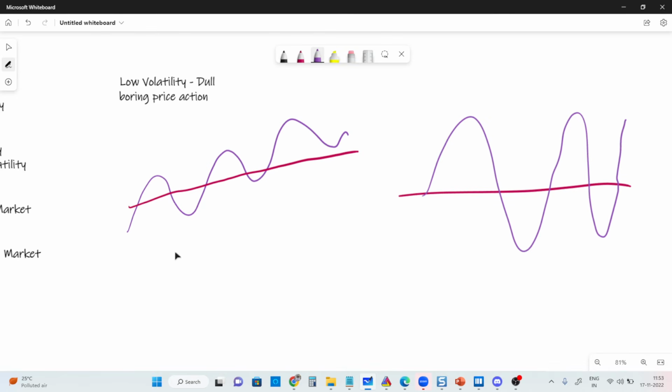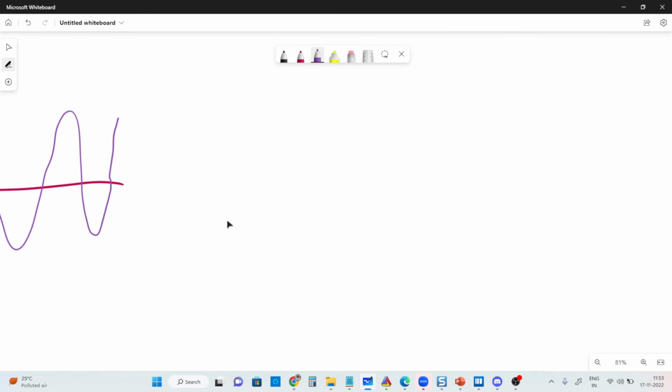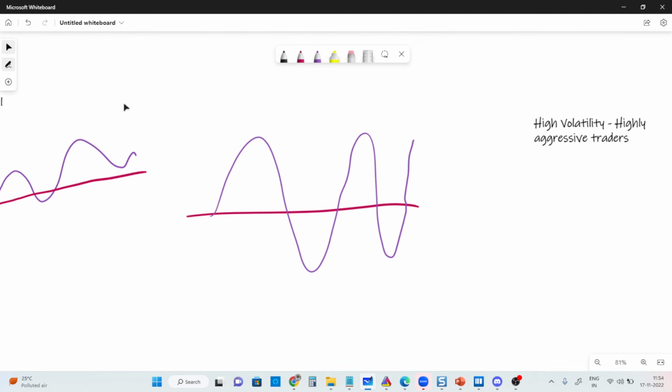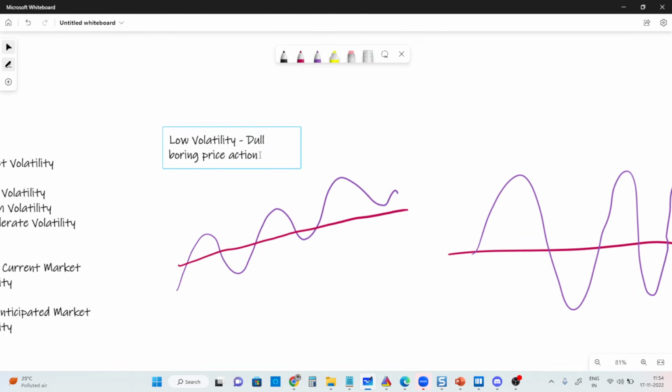But in high volatility, similar things happen, in a much wilder manner. Because in high volatility, aggressive players take control of the market the majority of the time, despite market makers being there. We compete with highly aggressive traders. Whereas in low volatility, the enthusiasm among aggressive traders is very low.